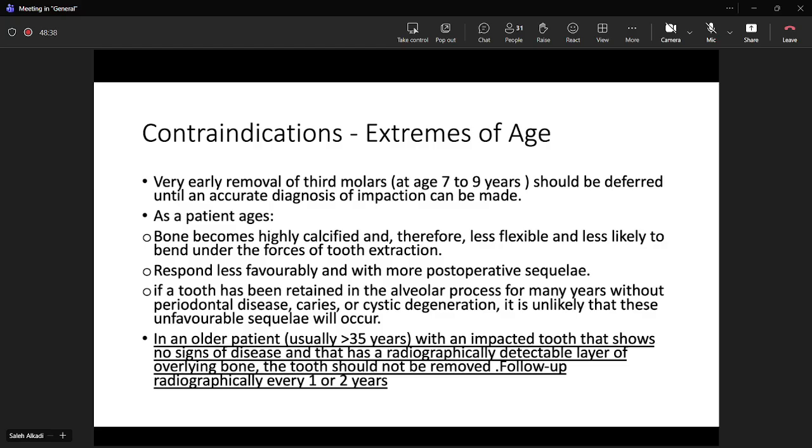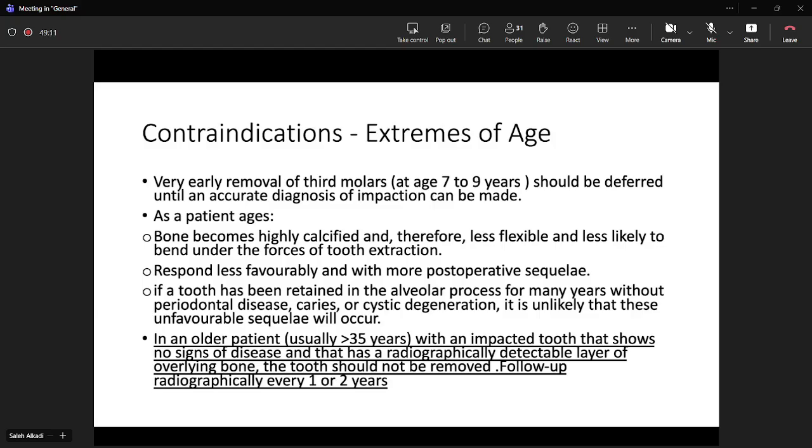Another recommendation here: if you have a patient who's older than 35 years and he has an impacted tooth, completely bony impacted, with no signs of disease, and radiographically you can detect bone all around the tooth, then this tooth should not be removed. Just follow up radiographically every 1 to 2 years, because as we mentioned earlier, in most cases this tooth will not cause any problem in the future.